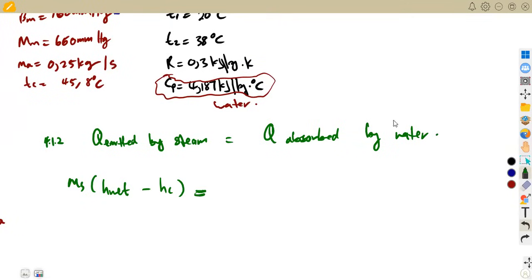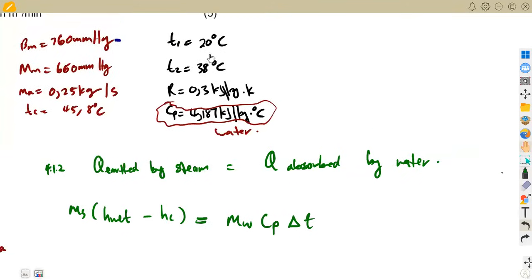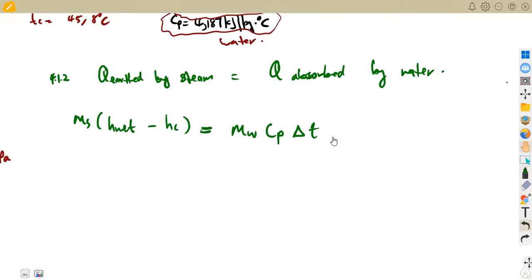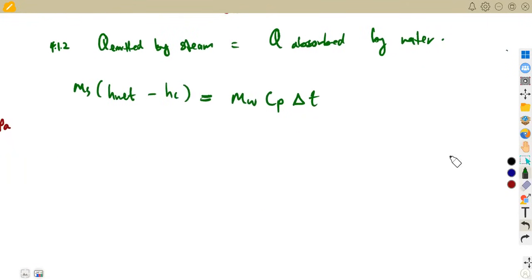Then the heat absorbed by water is going to be the mass of water, the specific heat capacity of water, times the change in temperature for water, which is T2 minus T1. So there we've got T2 and T1. So we're going to extend our formula. Let us extend our formula.